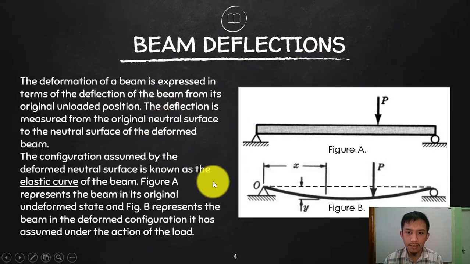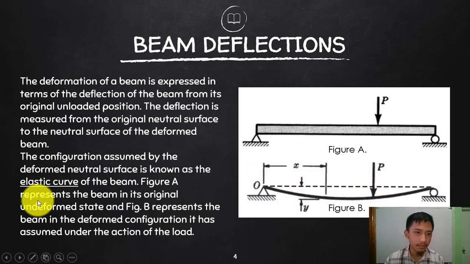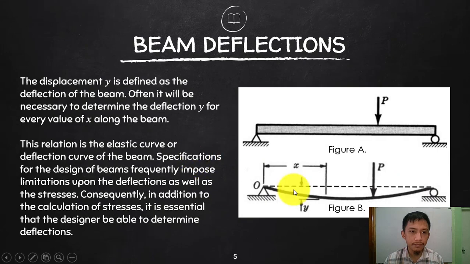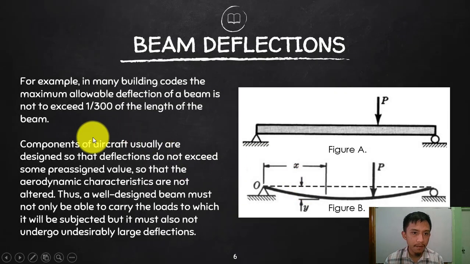So that's it. We call this one the elastic curve. We call the deformed shape of the beam the elastic curve. You can read about the description here, and you can further read about it.